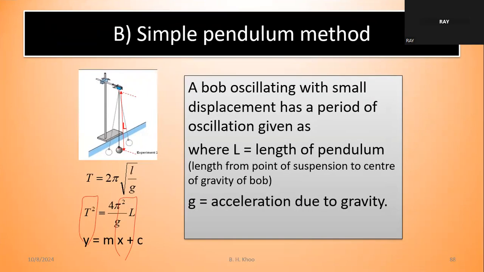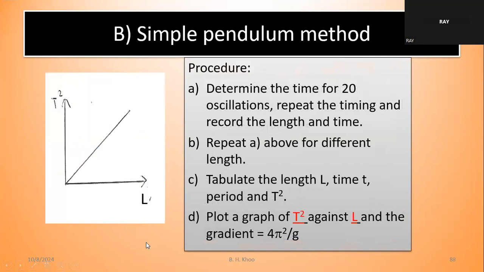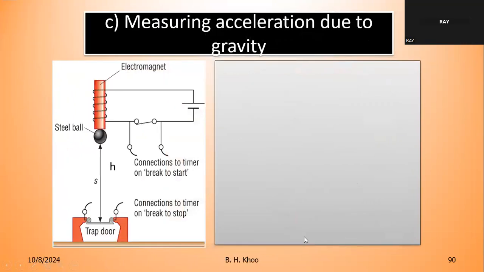Okay, finding acceleration of free fall. We can use the simple pendulum method, but this is not what is required by the syllabus. This is a formula we must know for the simple pendulum. Then square it, you get this equation. Then we plot a graph of T squared against L, and the gradient is 4 pi squared over g. You get a straight line passing through the origin. From there, we can calculate our g. This way you must know.